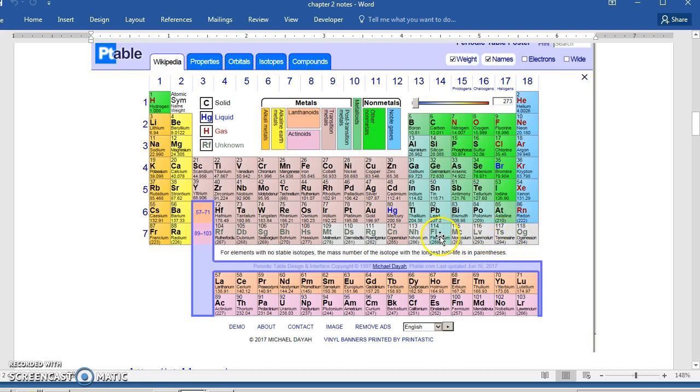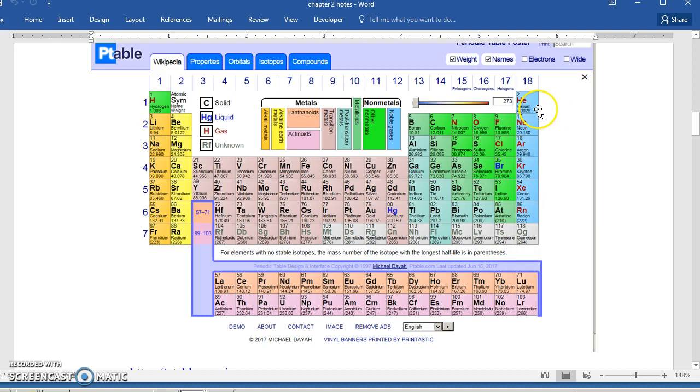Many of these upper elements, when you get past 107, 108, it's just by mathematical calculations that they've existed for a fraction of a second. So it's not as if they can actually produce an element and show it to you. Everything beyond uranium is human-made.